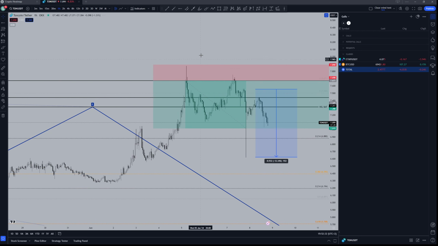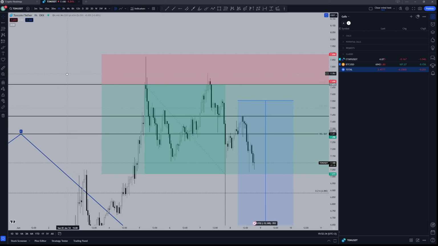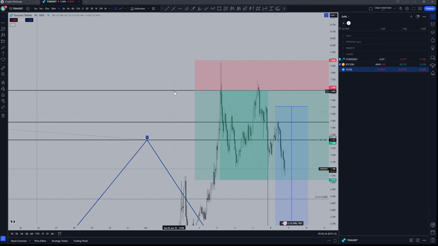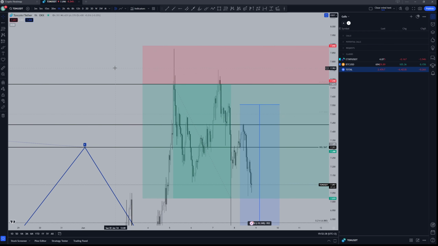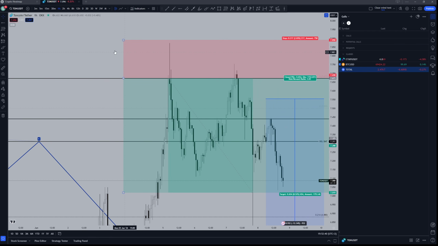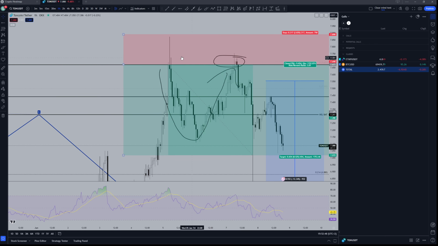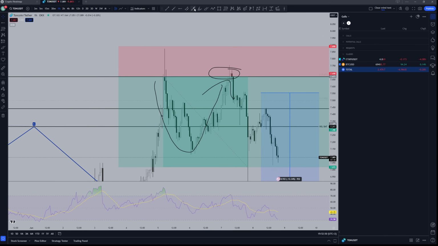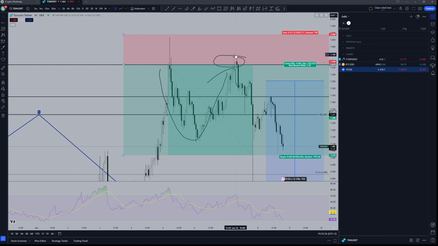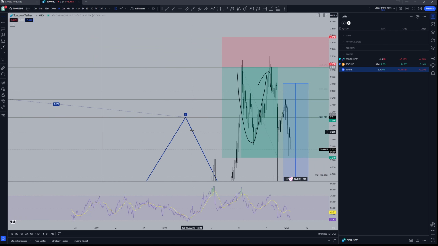So we would zoom in a bit. We can take this exact same area that we bounced off the first time. You can see it wicked above, went down, went back up, and then rejected again. And this probably has some bear divs as well, because there's a lower high on the RSI and a higher high on price action. So you could possibly look for a short here instead.